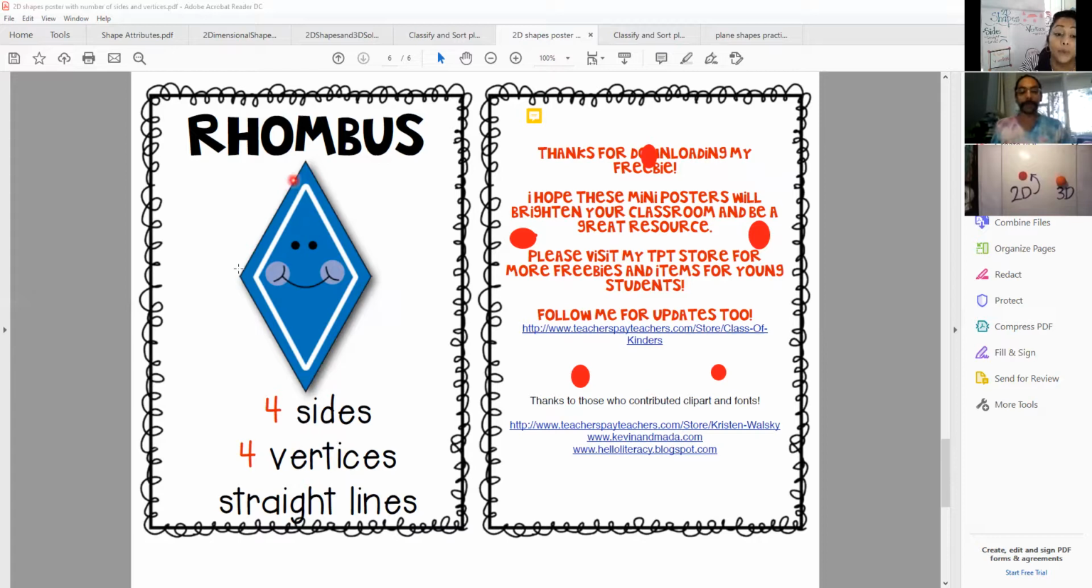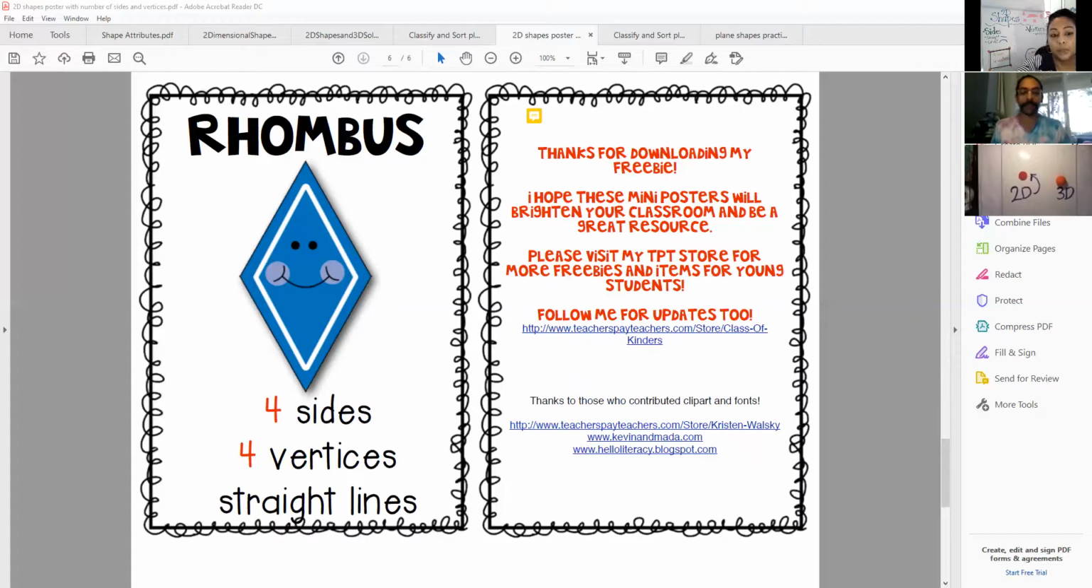Right, so it has 4 sides and they're slanted. They're not the same as a square or a rectangle. Tiene 4 lados, pero están como a un ángulo, no son como un cuadrado. Okay, and it has 4 vertices. Y tiene 4 vértices.